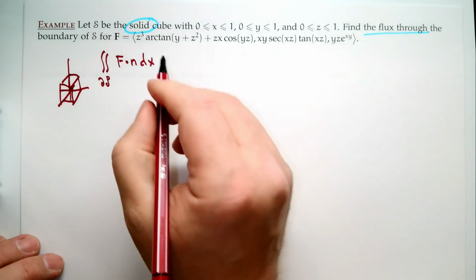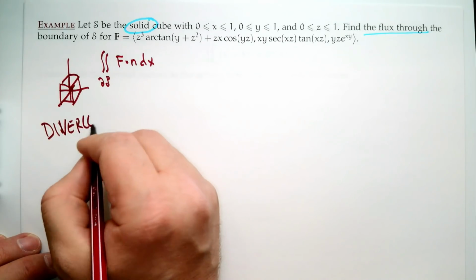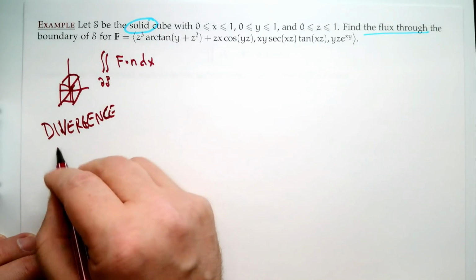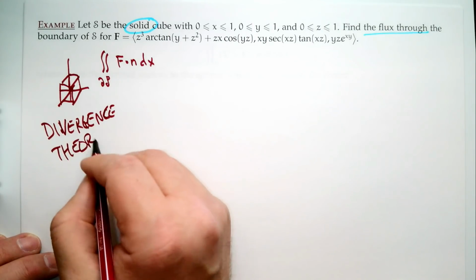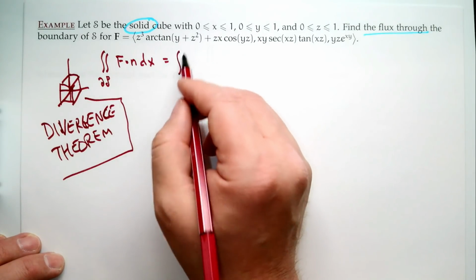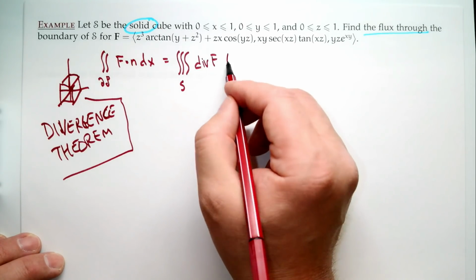According to the divergence theorem, so this is the divergence theorem type question, if I can spell divergence theorem. Okay, well, I'll say that's the correct spelling. All right, according to the divergence theorem, this is the integral over our solid of the divergence of F dV.